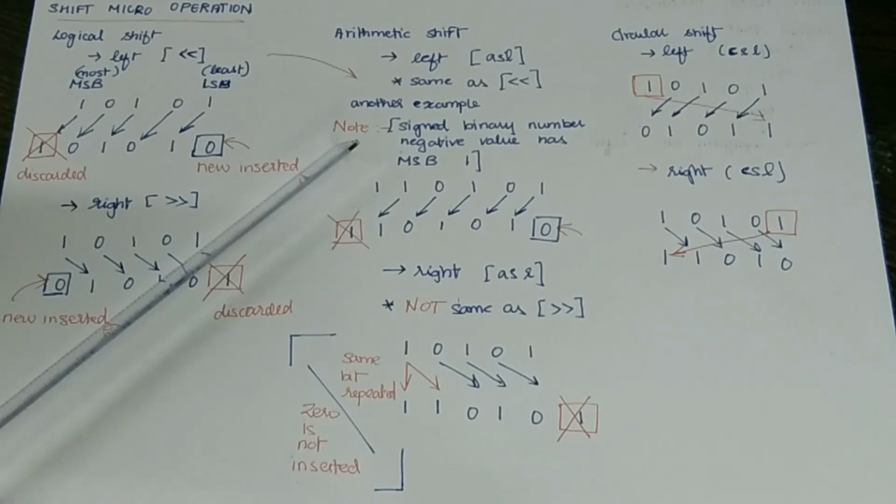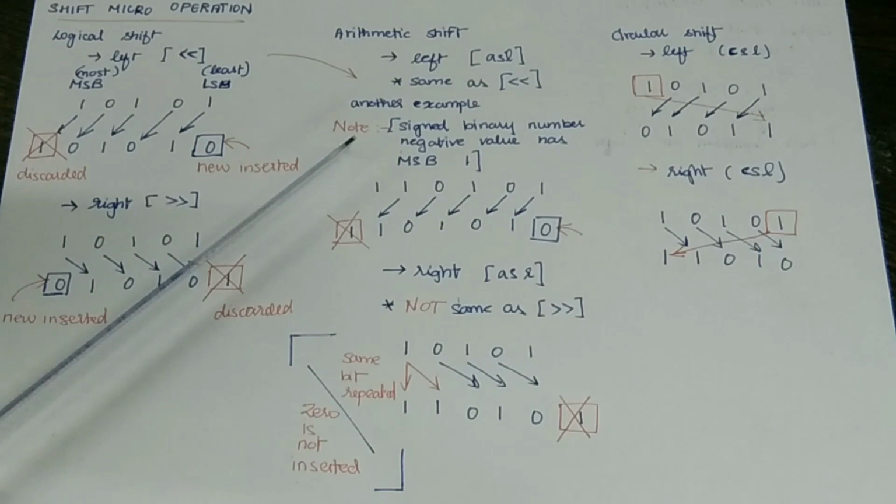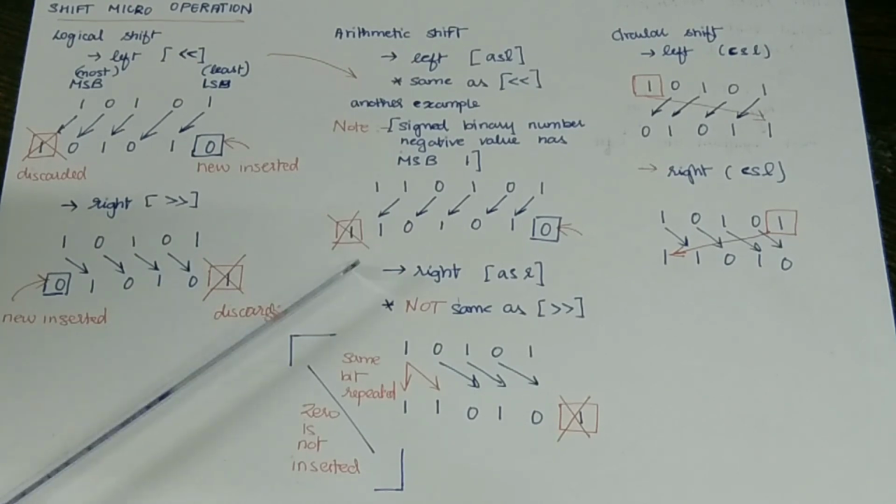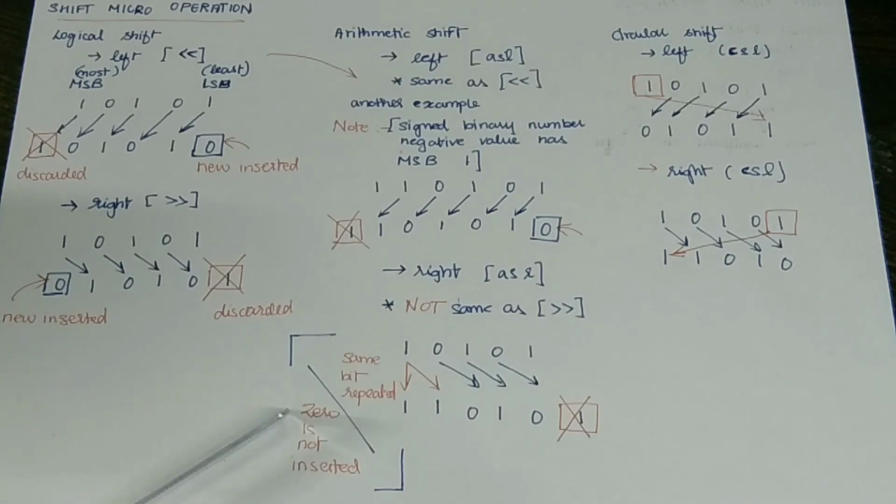Now let us understand arithmetic shift left. Remember that the signed binary number always starts with binary bit 1, which represents that it is a negative value. Arithmetic shift left is same as logical shift left, whereas arithmetic shift right is not same as logical shift right. Here in order to preserve the signed bit number, we repeat the MSB of the binary bits.